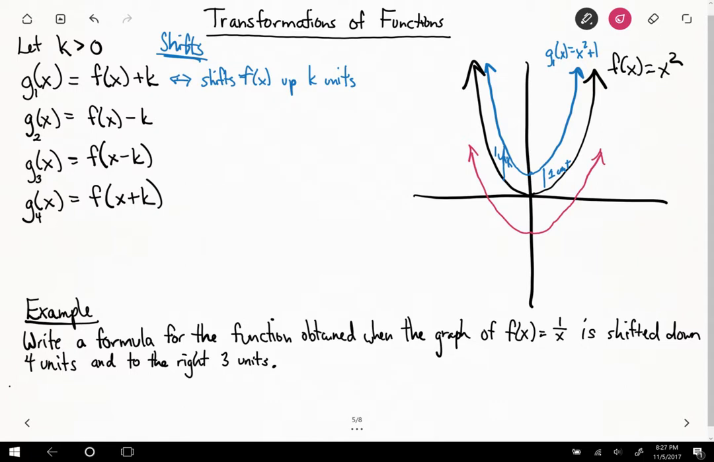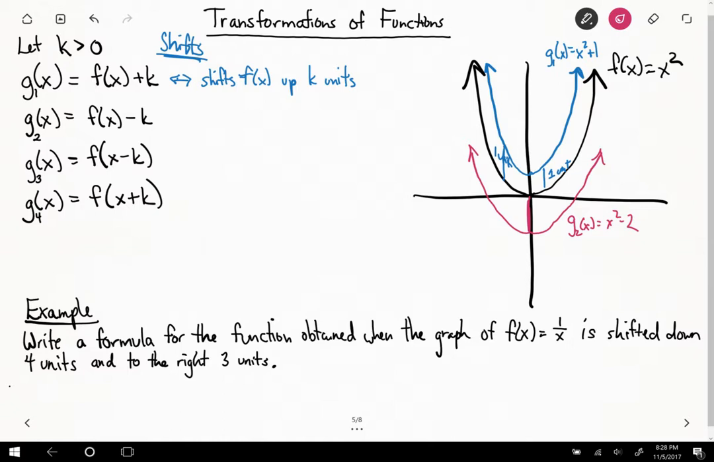Kind of going on at the same rate. So let's say this is g2 of x equal to x squared minus 2. So what would happen with our graph?